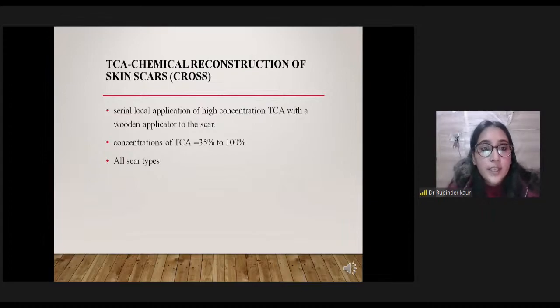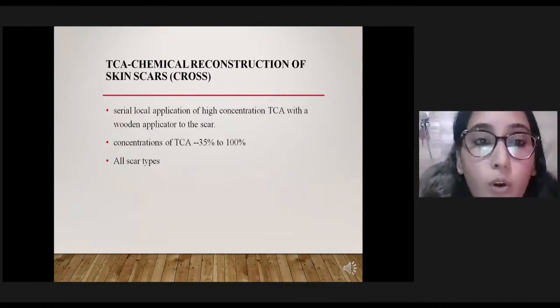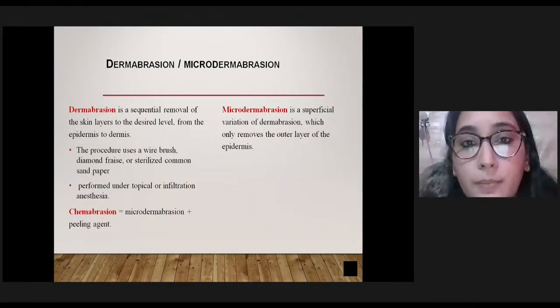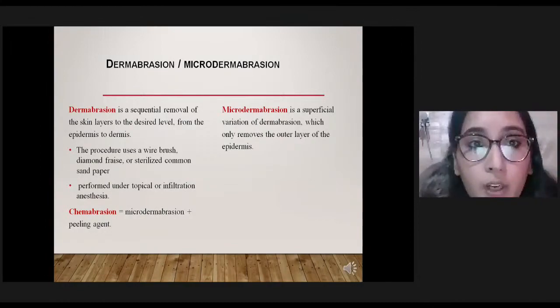TCA cross is serial local application of high concentration TCA, varying from 35 to 100%, with a wooden applicator to the scar. It is useful in all types of acne scar, including ice pick scars. Dermabrasion is sequential removal of the skin layer to a desired level from the epidermis to dermis. Microdermabrasion only removes the outer layer of the epidermis. Chemoabrasion is when a chemical peeling agent is combined with microdermabrasion.